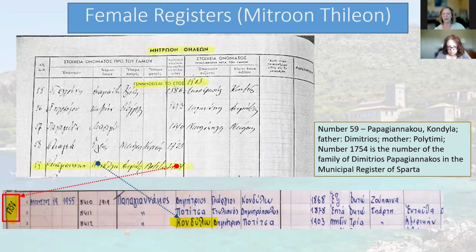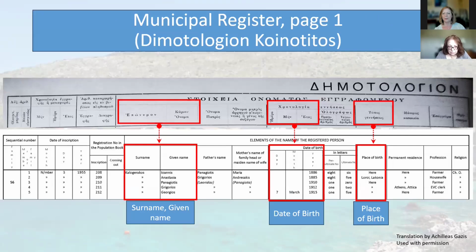So here's an example. This image on the top is a female register, number 59, for Kondila Papagiannakos, daughter of Demetrios, found in household number 1745. The bottom image shows Kondilo in the Sparta Municipal Register in household number 1754 of Demetrios Papagiannakos. So you can see the arrows are pointing to the relevant information in each of these examples.